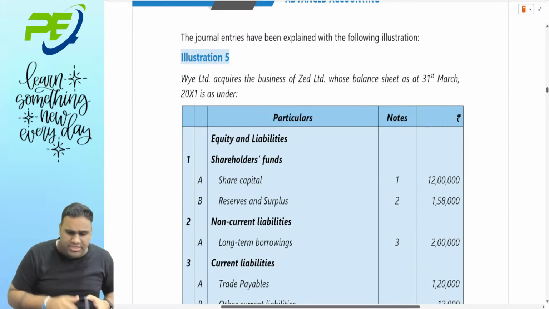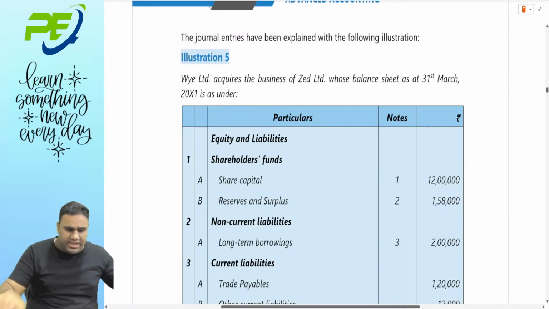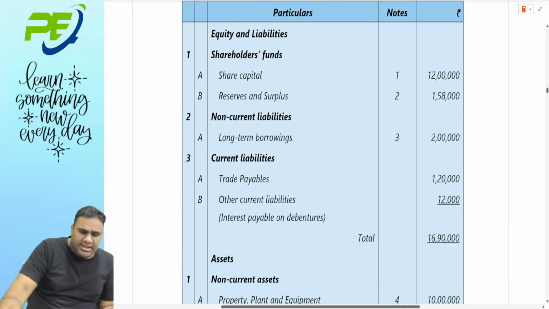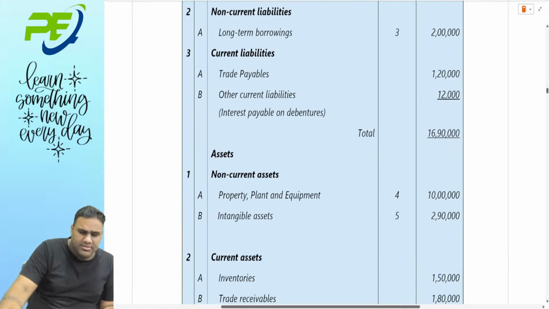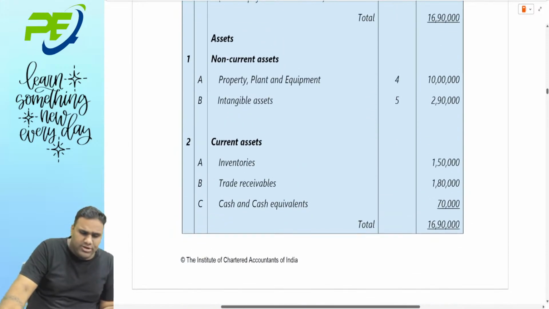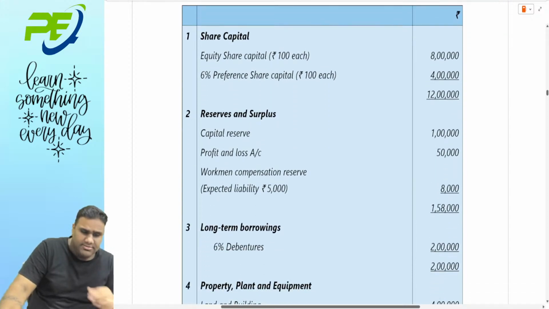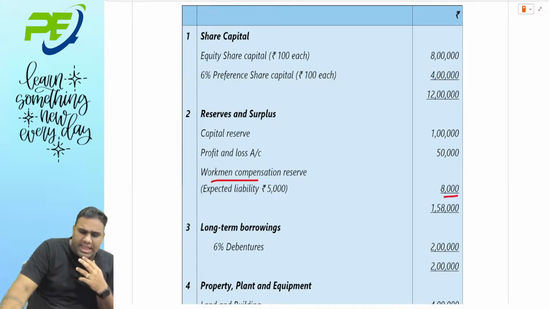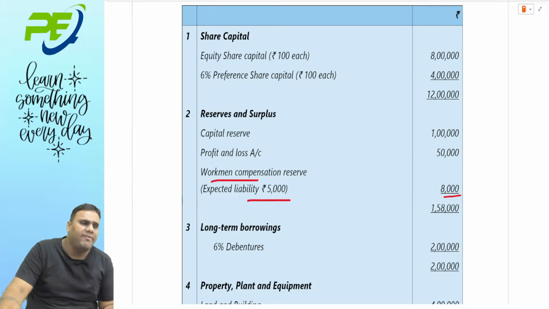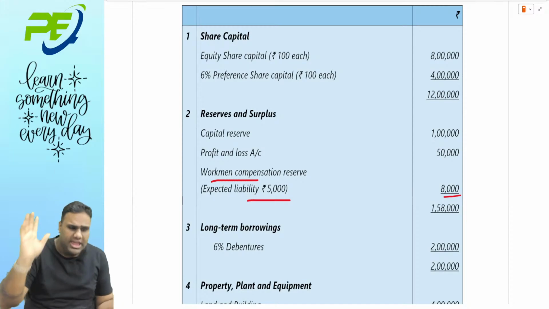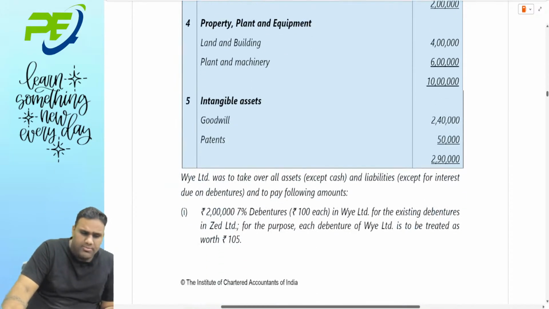Share capital 12 lakhs, reserves and surplus 1 lakh 58, long-term borrowing 2 lakhs, and they have given individual notes, trade payables and other current liabilities, non-current assets, few current assets, and notes. This part is important. Workmen compensation reserve is 8,000, but the liability is only 5,000. So 3,000 is the extra reserve we have.